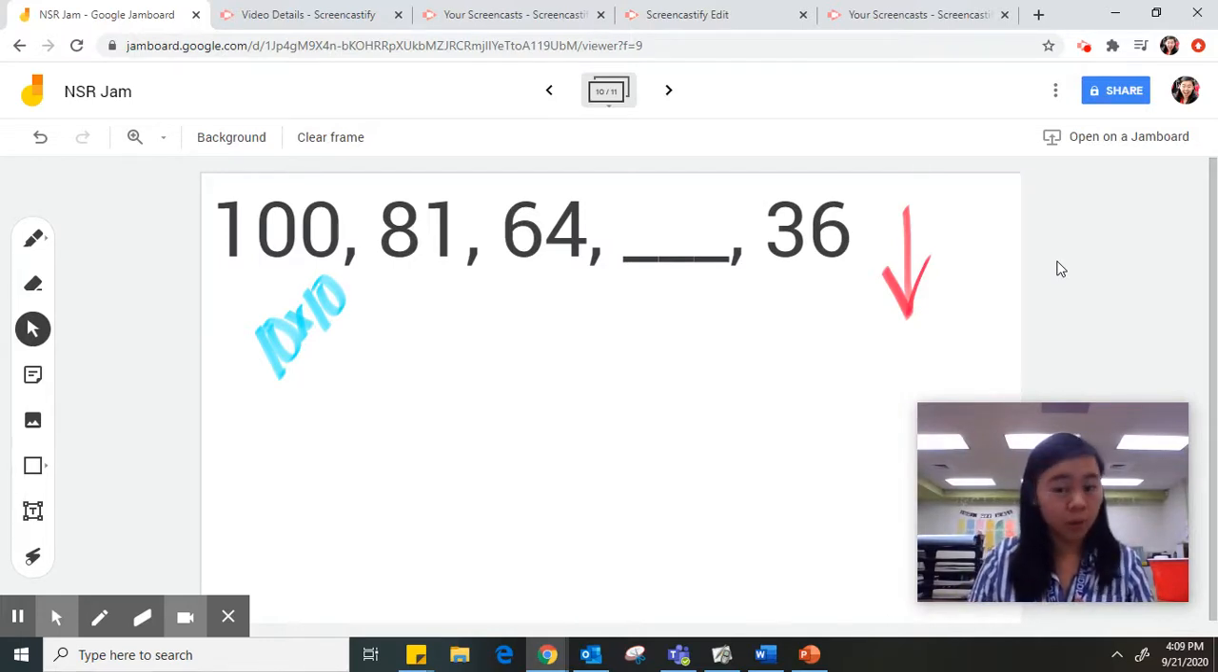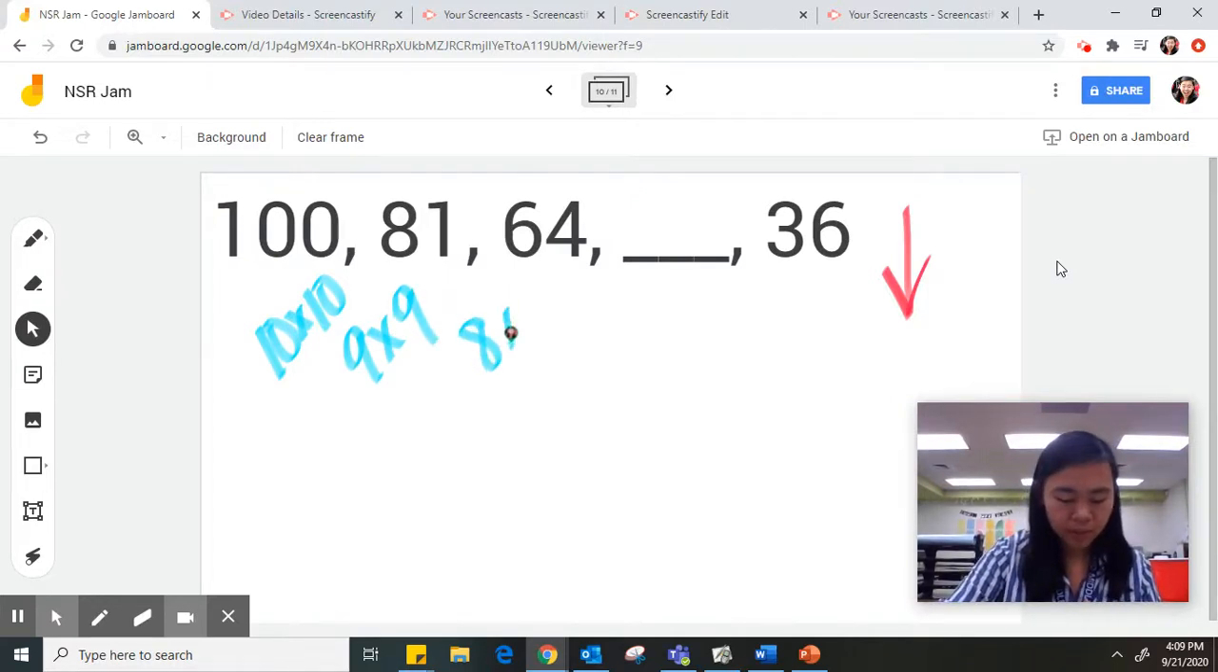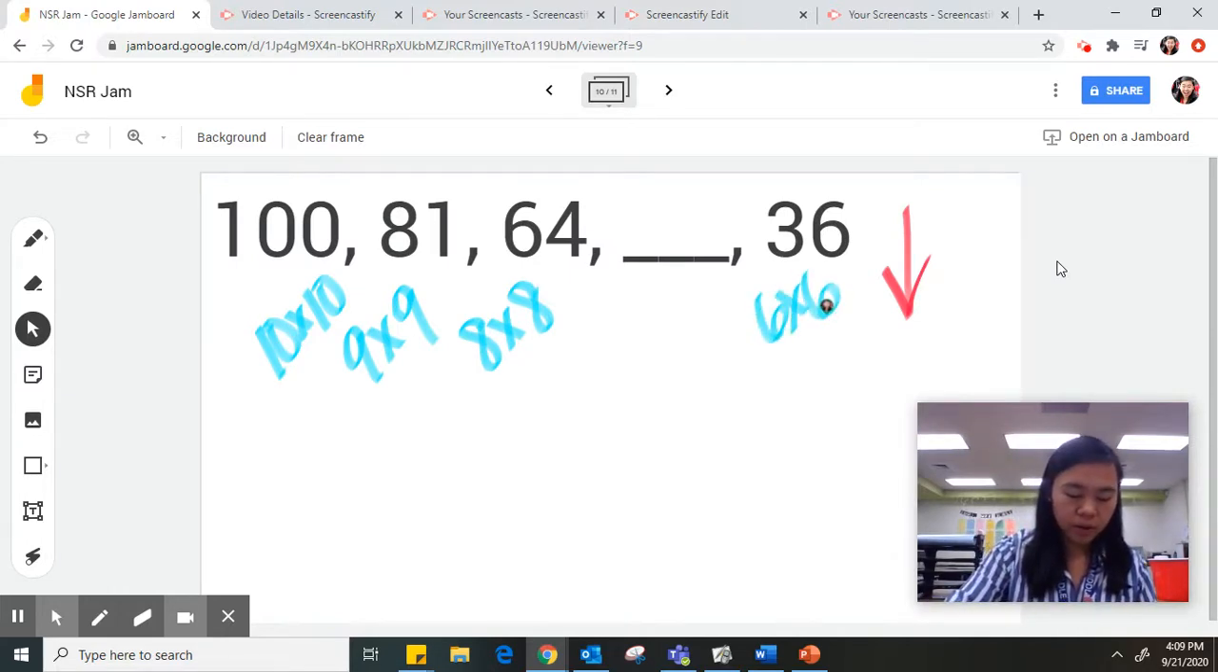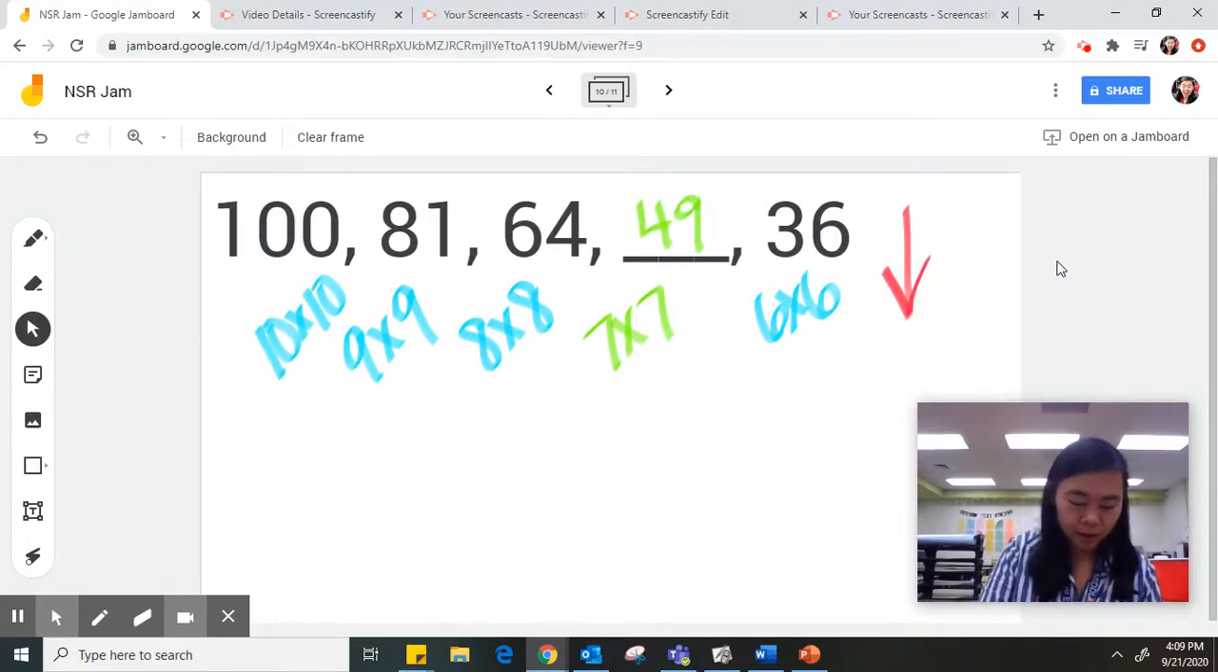What times itself gives you 81? Now it's decreasing, so whatever that side length is has to be smaller than 10. 9 times 9 gives you 81. 8 times 8 gives you 64, our blank. And then what times itself gives you 36? 6 times 6. All right, so now I know they're decreasing, so my blank must be a 7 by 7 square, which is 49. So my missing perfect square is 49, right? And then take a look again. All of my perfect squares are decreasing, which means all of my side lengths also need to be decreasing.